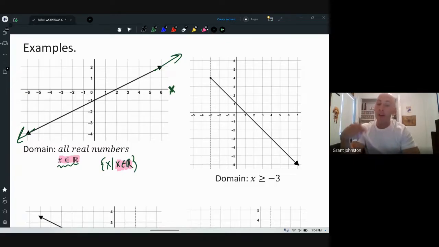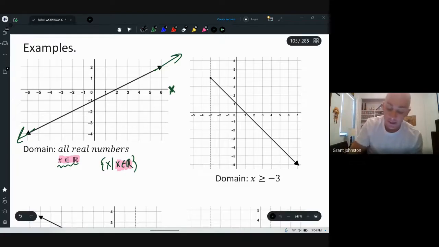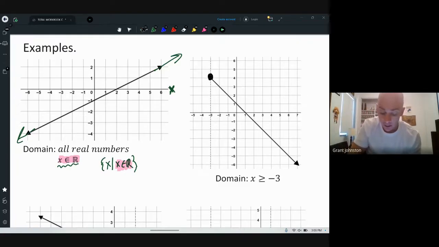On the second one, on the top right, we have the domain where x is greater than or equal to -3. This one isn't all real numbers, because look, it's got an endpoint right here. It doesn't have an arrow. It's not going this way forever. It's stopped right here. Remember, we're looking at the x-axis.